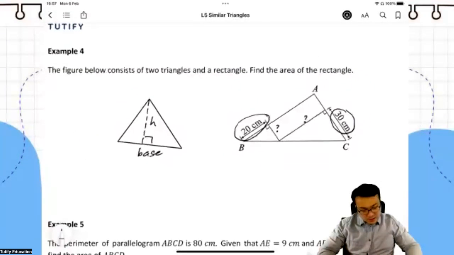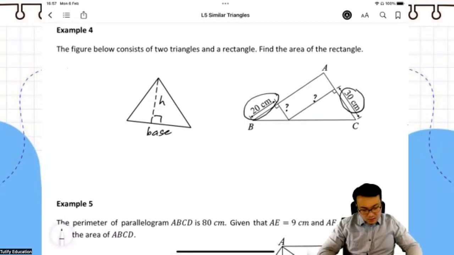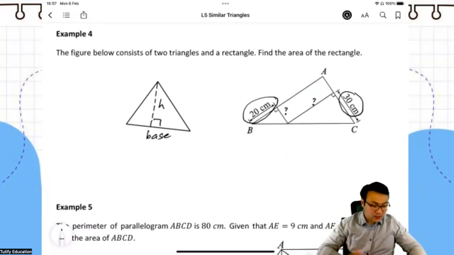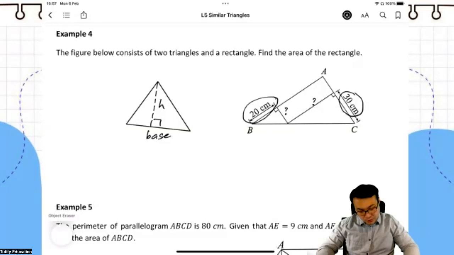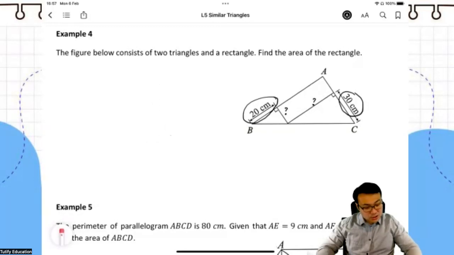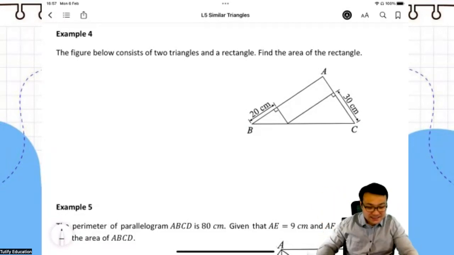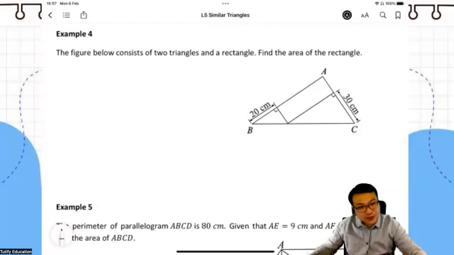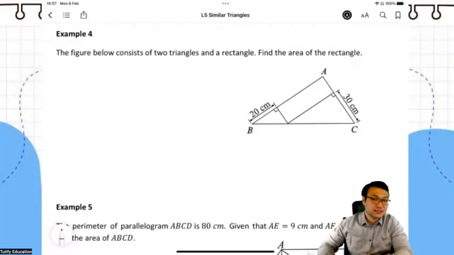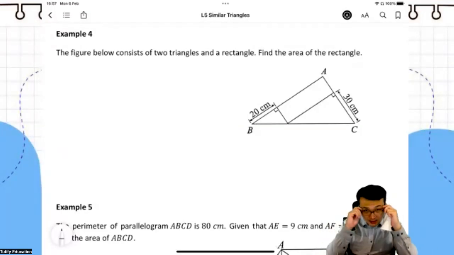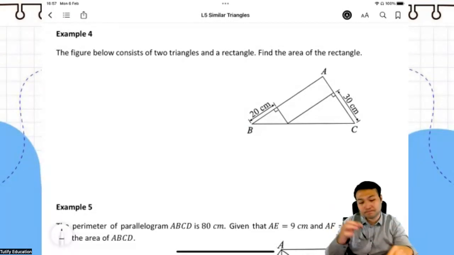How are we going to find the area of the triangles? I also can't find the area of the rectangle, yes or no? Because there's too little information. So does anyone have any idea how to do this? Anyone want to try? Or anyone have an idea that you want me to try? What could we do in this case, students? Think about it for a while.